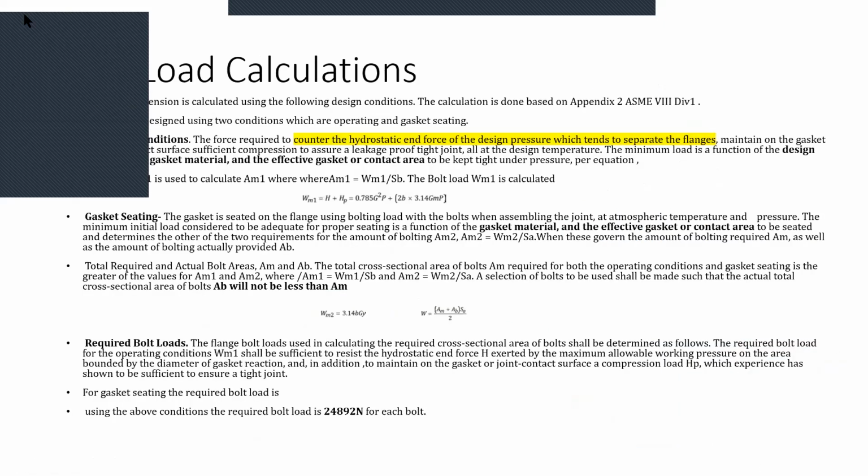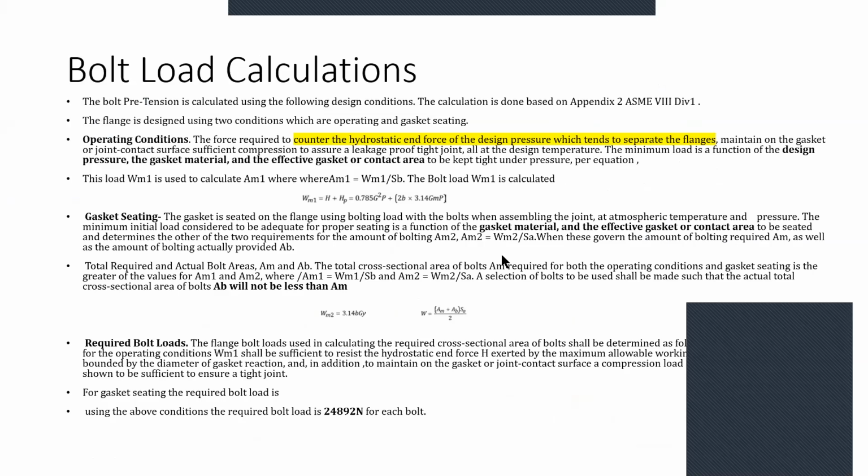So the design load calculation is an important part which is done analytically. I would just like to have your brief attention over here. The flange is designed for two conditions: one is gasket seating and the second is operating conditions. During operating conditions, the hydrostatic end force of the design pressure tends to separate the flanges. To maintain the gasket or joint contact surface under compression to assure a leakproof tight joint at the design temperature, there is a minimum load required, which is applied through the bolting. So the gasket material and the effective gasket or contact area is to be kept under compression for this.